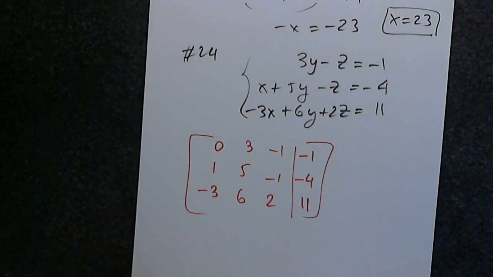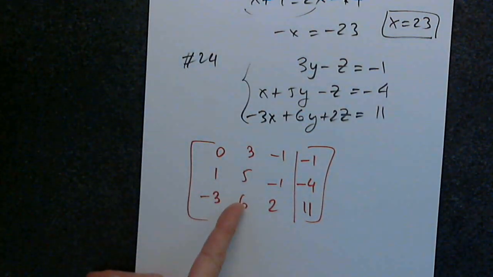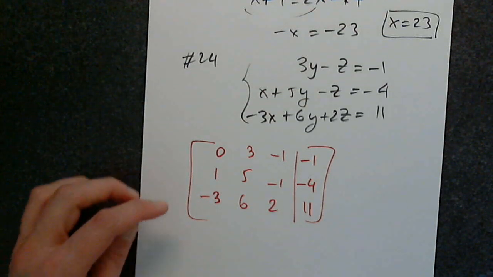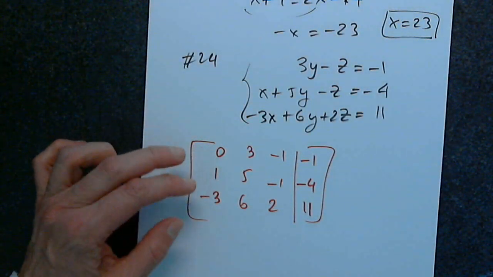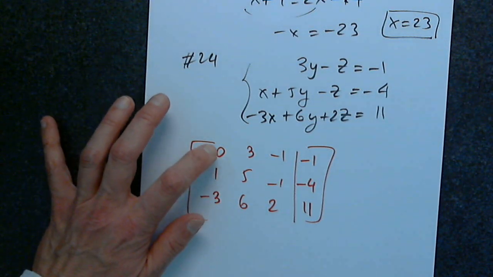Now, if you remember the sequence of steps, and we cannot deviate from it, is 1, 0, 0, 1, 0, 0, 1, 0, 0. That's the sequence of steps. We have no choice. Okay. Well, obviously, I have a 0 here, and I don't want a 0. What would be the easiest thing to do to get a 1 here instead of a 0?